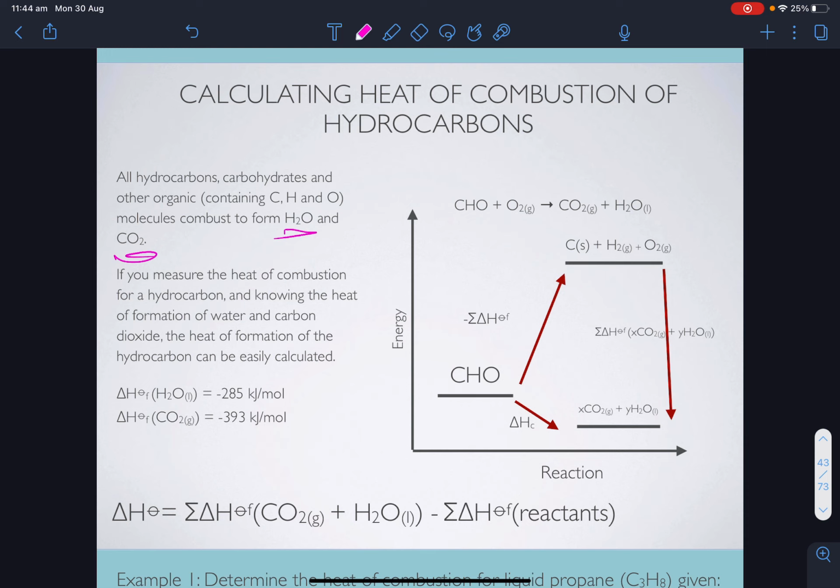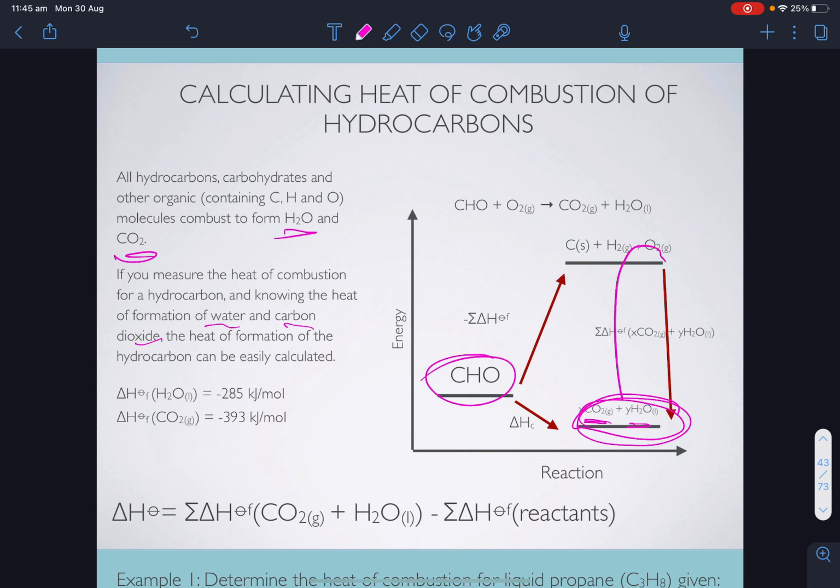So if you measure the heat of combustion for a hydrocarbon and you know the heat of formation of water and carbon dioxide, the heat of formation of a hydrocarbon can be easily calculated, okay? Graphically, you've got some carbon, hydrogen, oxygen compound, okay? You're going to react it with oxygen and it forms carbon dioxide and water, some stoichiometric ratio there, okay?